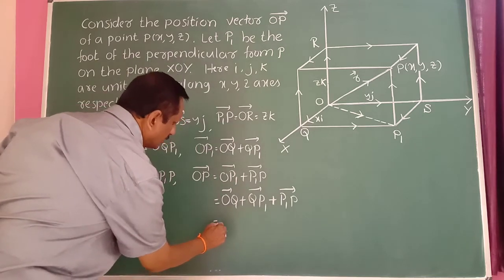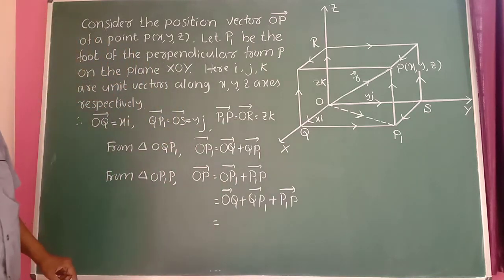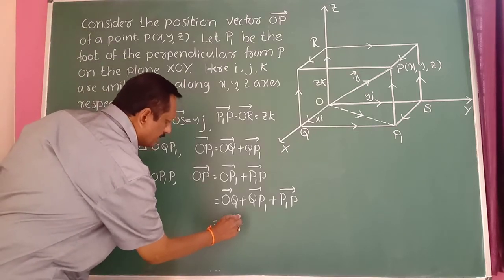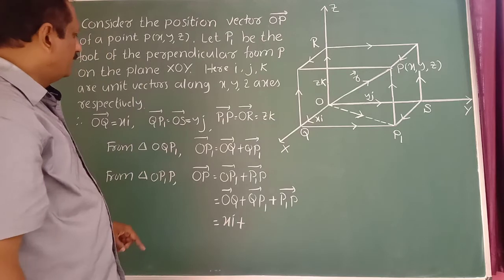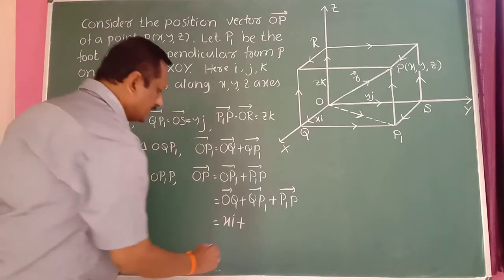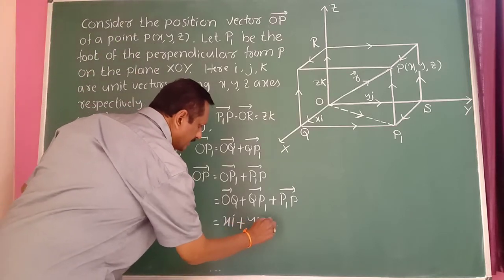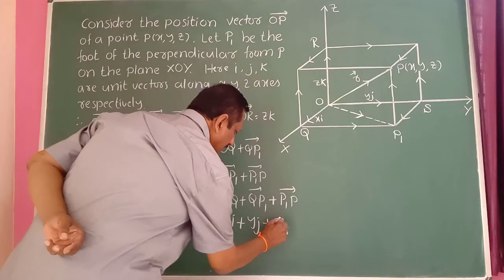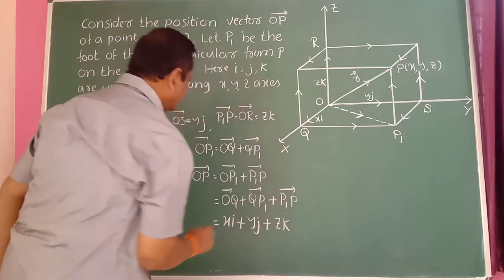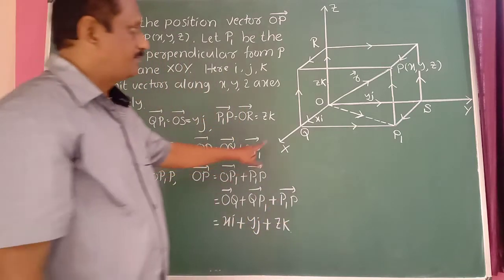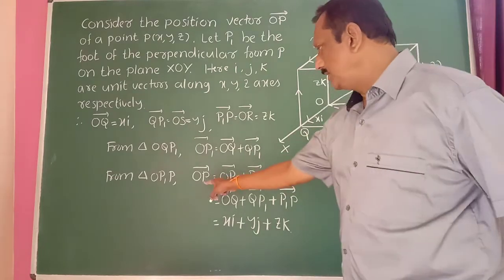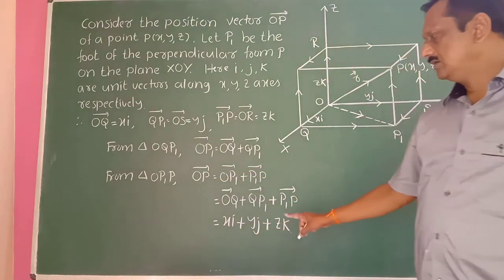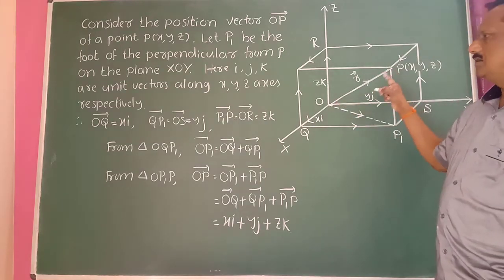Yes, so this is equal to OQ. OQ is equal to xi, so write here xi. Then plus QP1. QP1 is yj. It is yj plus P1P. P1P is zk here. It is zk. Hence, this gives the position vector of point P here. OP bar is xi plus yj plus zk. It gives the position vector of the point P.